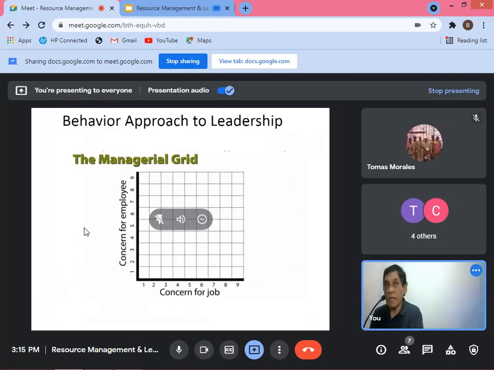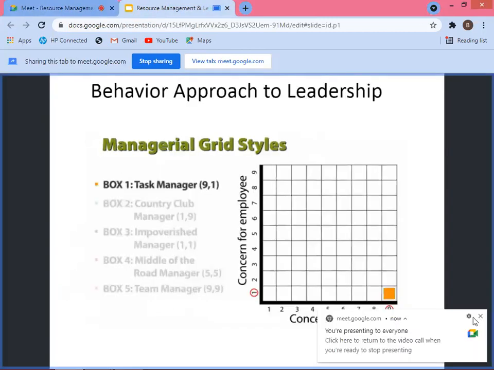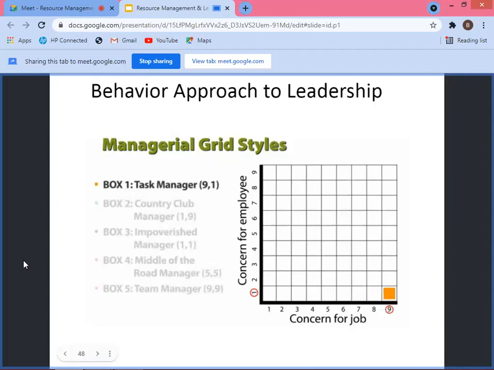Okay. So box number 1 is the task manager. Task manager is 9,1. The X-axis is 9, the Y-axis is 1, right here in this box, in this grid. High concern for the job and low concern for the employee. That is what I would call the task manager.